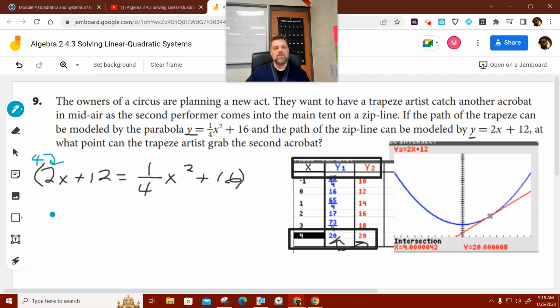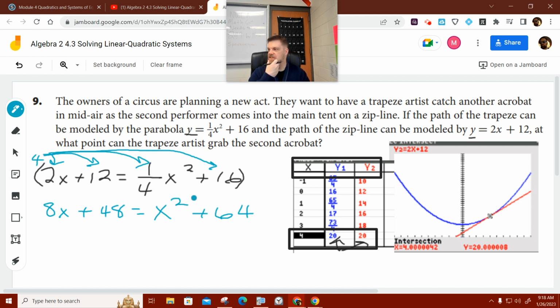So what's 4 times 2x? 8x. What's 4 times 12? 48. What's 1/4 times 4? Kinda. What's 1/4 of 4? 1. What's 1x squared? X squared, right? And then what's 4 times 16? 64. Yep.